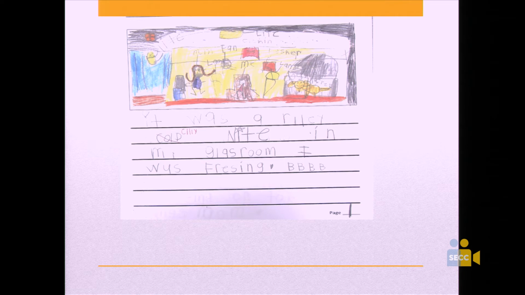was a, so using sounds, so it's really, really. Okay, I'll help you with this one. It was a really, and then here they wrote cold, but they were working on changing the words to use words that they don't normally use. So they wrote actually chilly. It was a really chilly night in my classroom. I was freezing. And then here they were trying to write brr.